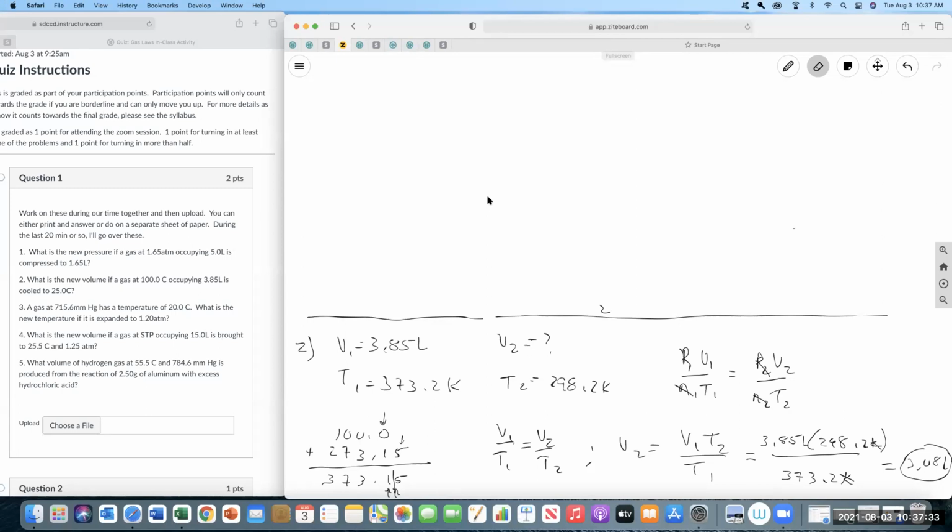The 298.2 came from 25 degrees right here, plus 273.15. So put a 25 here, that's where the 298 came from.